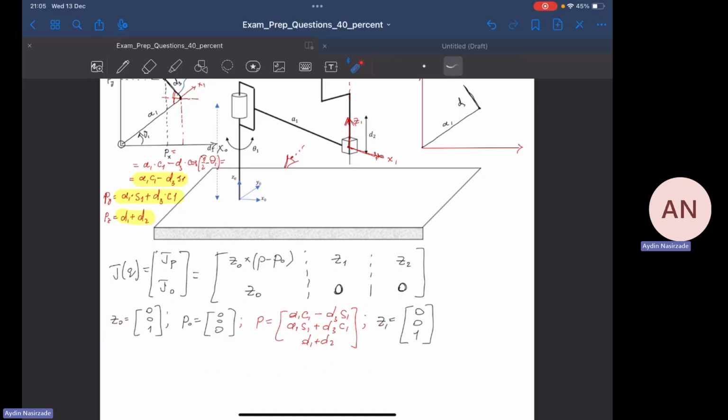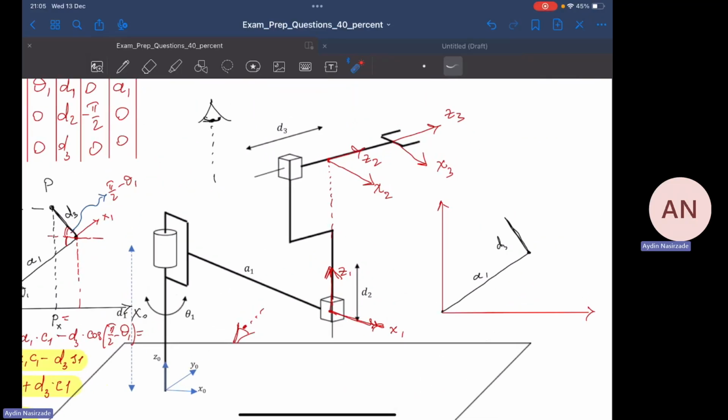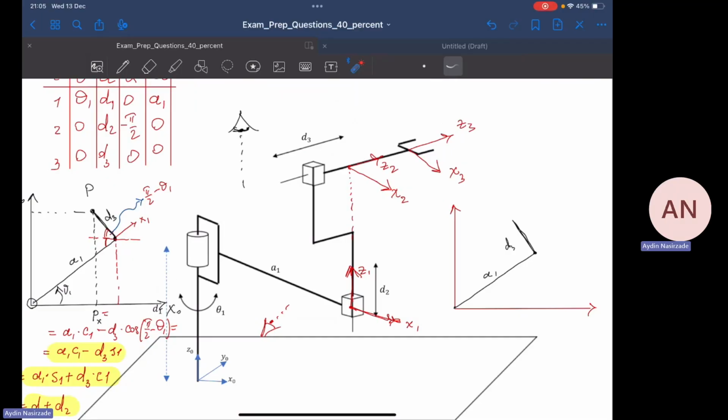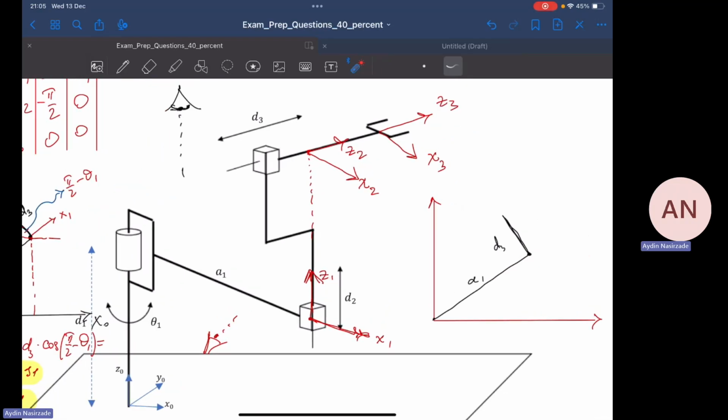0, 0, 1. That's it. Now, why did I tell you Z1 immediately? Because here I was supposed to draw X1, right? But I don't want to do it here. I don't want this picture to be more complicated than that. X1, the original, is still here, but I don't want to draw it because I want my picture to be more readable.